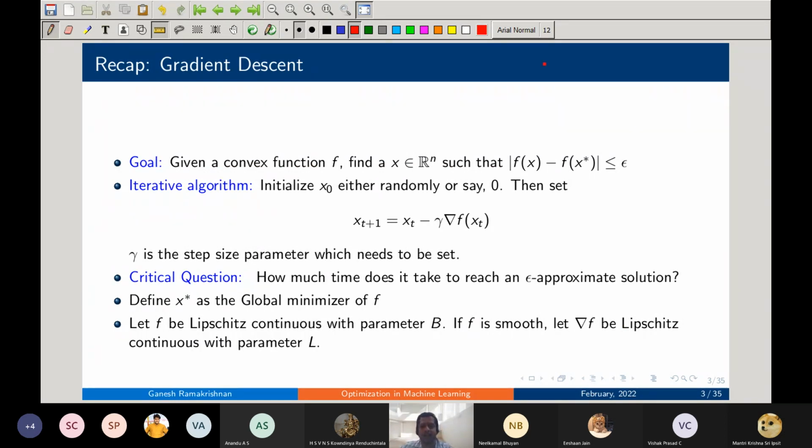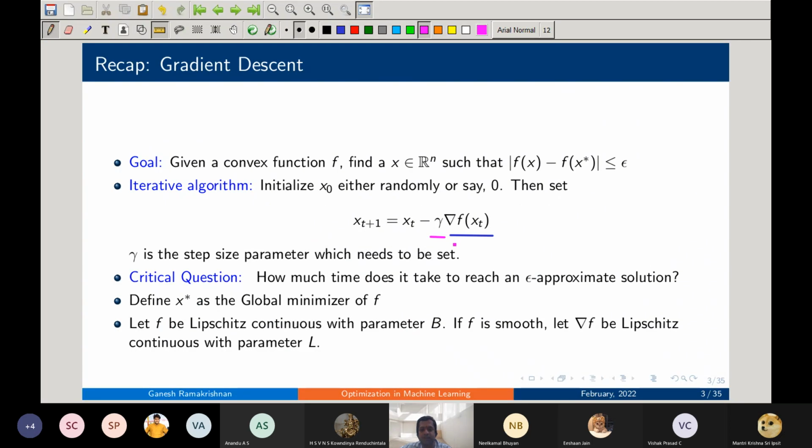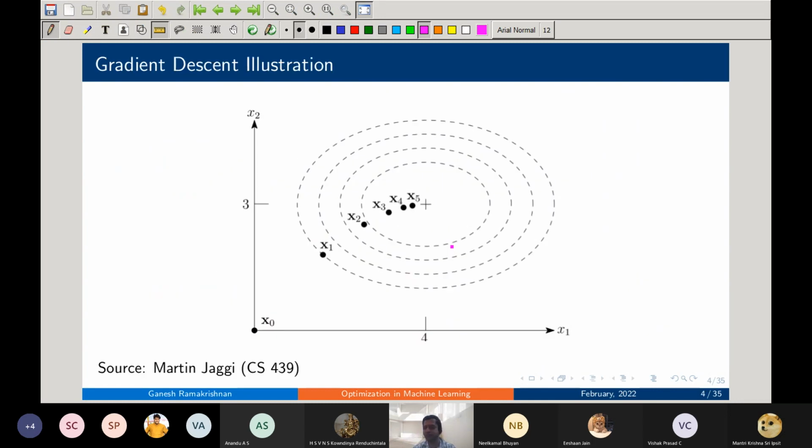The idea behind gradient descent is you want a direction and you want a step size. The direction is denoted as delta, or in this case the direction happens to be the negative gradient direction, and the step size is gamma. So how do you get an epsilon approximate solution is the question.